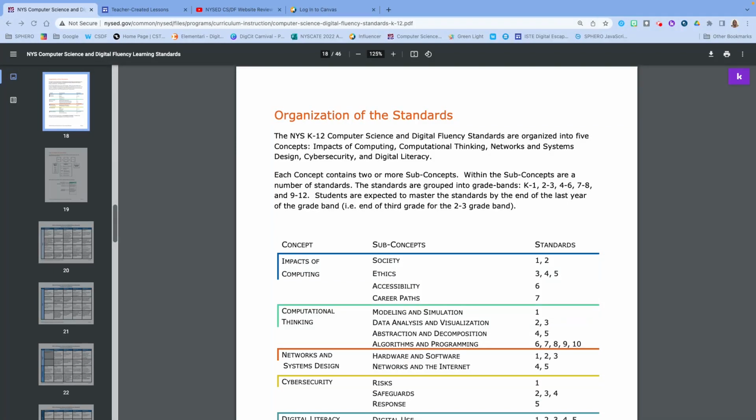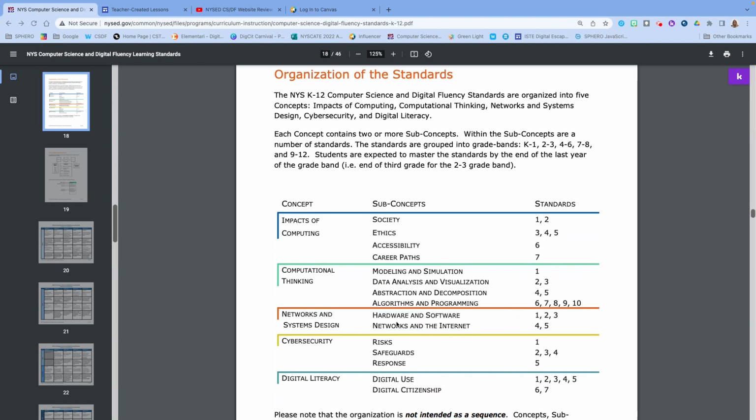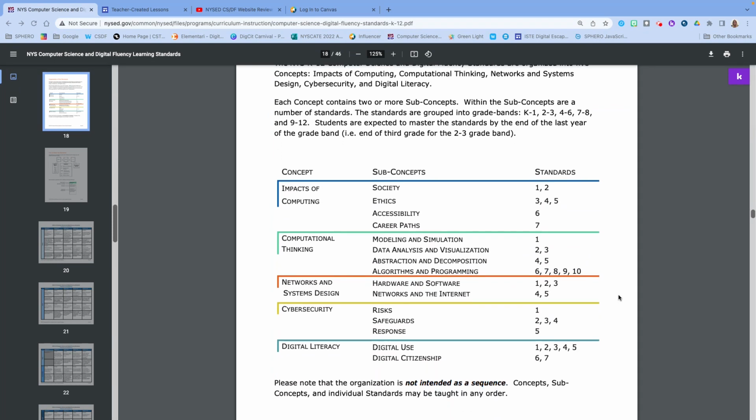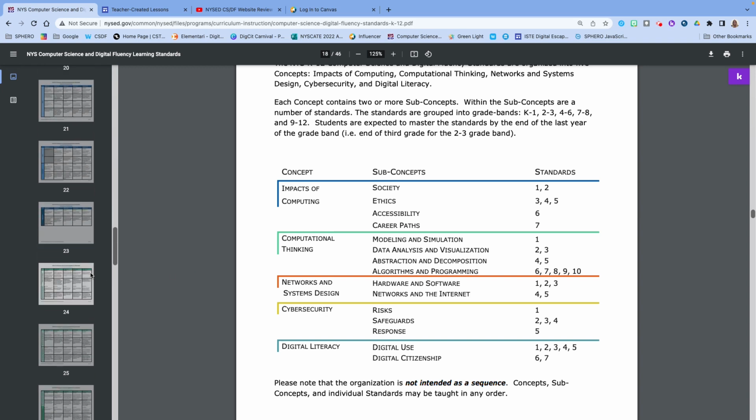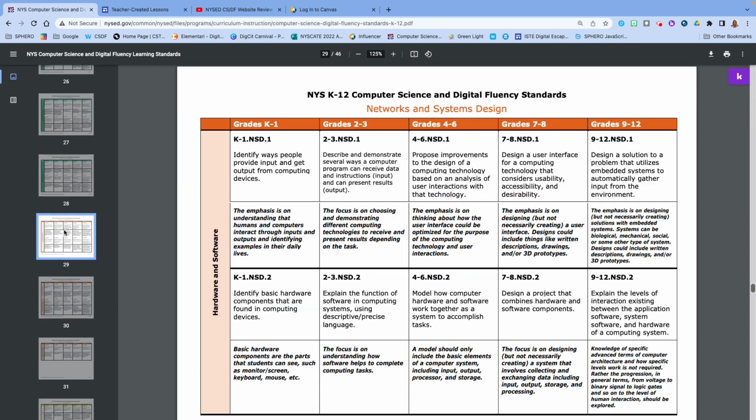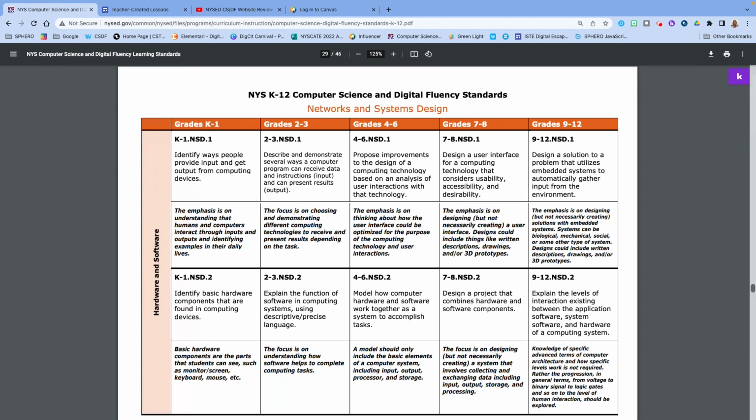So we're back on the organization of the standards, taking a look at the next concept area of networks and systems design. Here we're talking about hardware and software, and there are 3 standards, and then networks and the internet, which has 5. So you'll see this one is half as big as the one we just did with computational thinking. This one might be a little bit more difficult for you to see how it aligns in your ELA classroom, but hopefully as we start to dive into them, you'll see some correlations that make sense for you and for your students. So moving to page 29 of the PDF, and we're going to break down these standards.